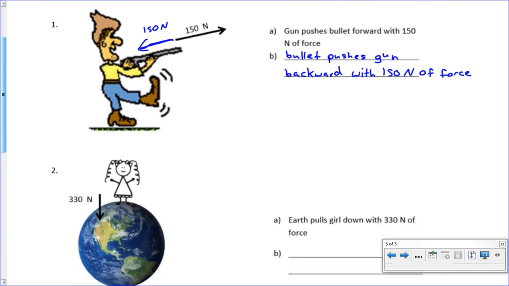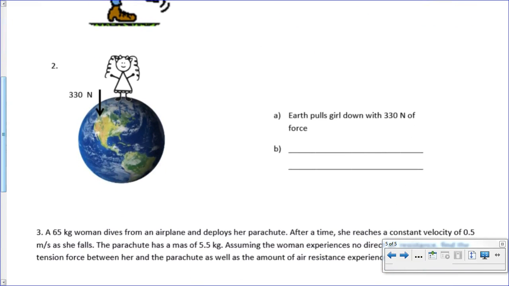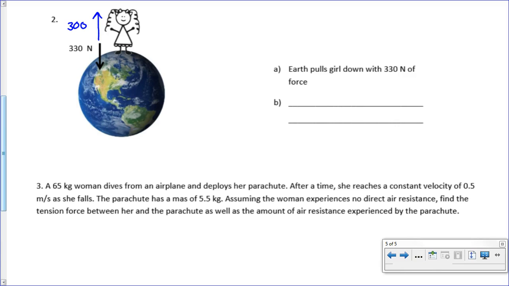All right, for this next one, we've got a girl. She's being pulled down with 330 newtons of force. So the reaction to this, the Newton's third law pair, is that if the Earth is pulling the girl down with 330 newtons of force, then the girl is going to be pulling the Earth up with 330 newtons of force.